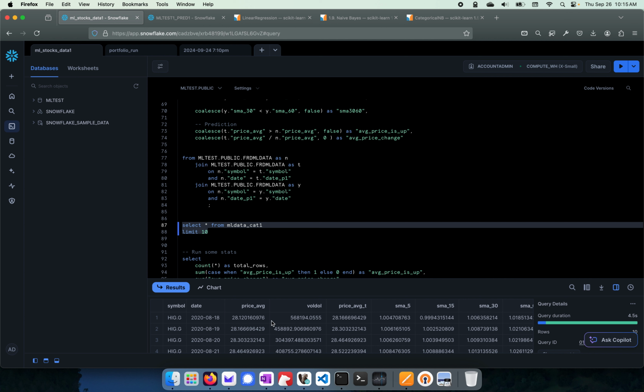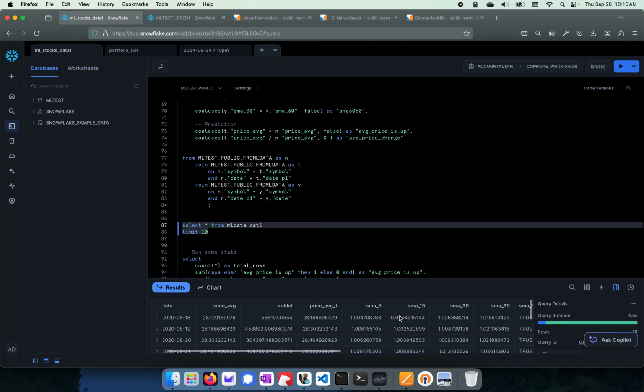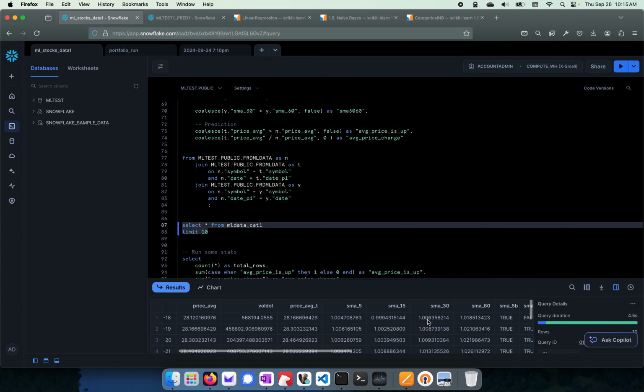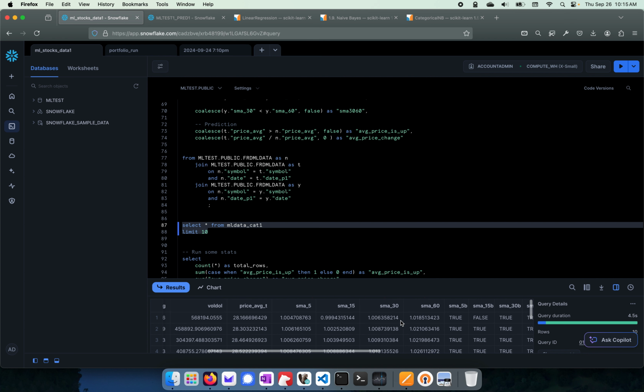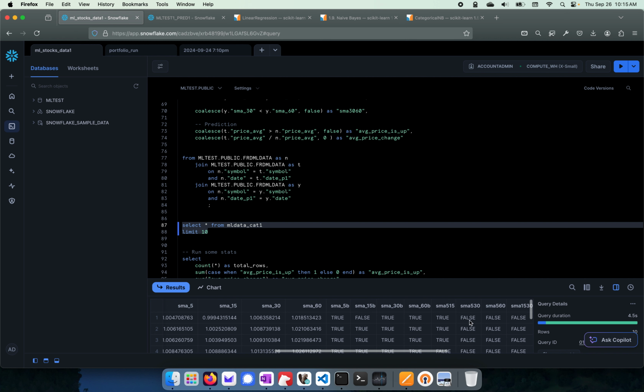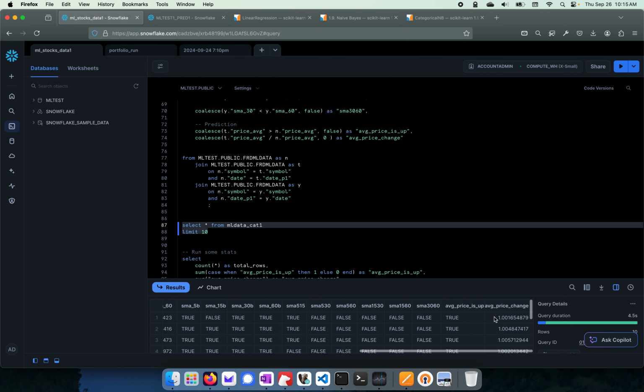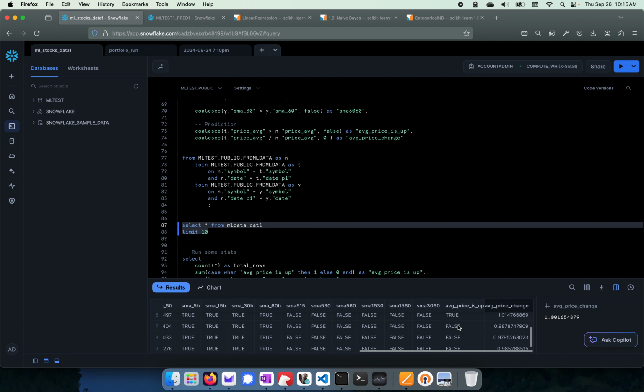Okay, so we have some symbols here, their average price, the volume. This will be the previous day's volume. The moving averages as a percentage, or rather ratio, or percentage plus 1 change. And then the categorical features, true, false, and then the future predictions. Did it go up or down in the future? And we see true because it's greater than 1. Anything less than 1 would be false.